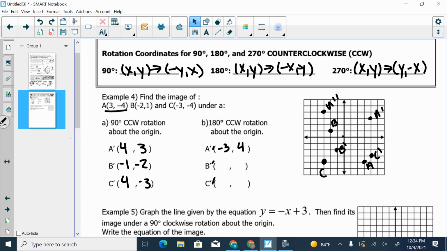Okay, for B, again, just changing signs. So what's my B double prime going to be? 2, negative 1. Very good. And that makes sense, right? So if I move 2 quadrants, that would put me here. All right, and then for C, I was originally at negative 3, negative 4, so my new point is going to be 3, 4, which makes sense because if I was here, I should end up here if I go 180 degrees.